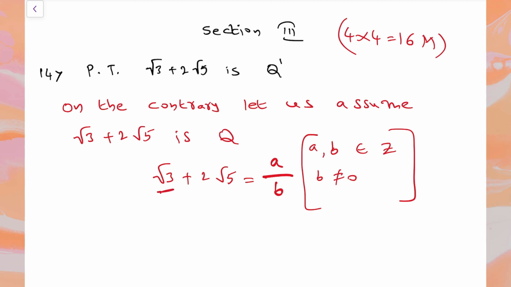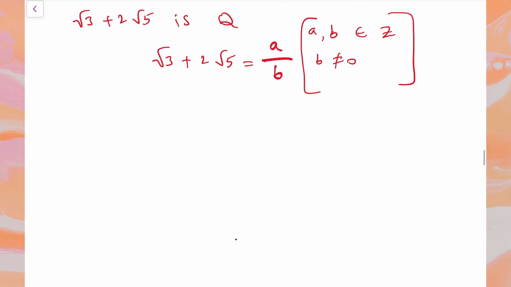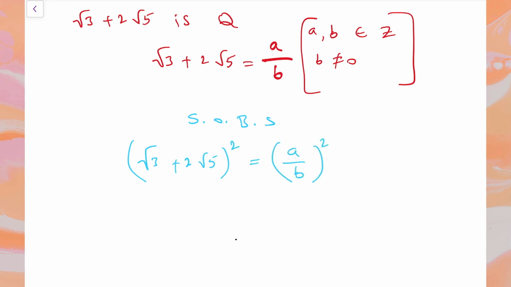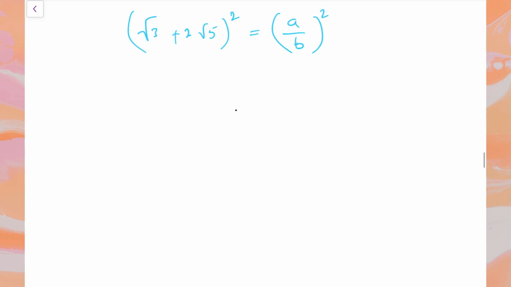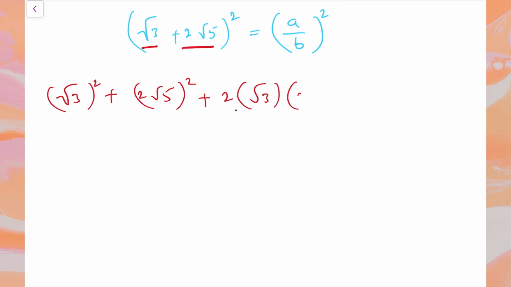Now, root 3 is an irrational number, 2 root 5 is also an irrational number. So both are irrational numbers, then we cannot simplify anything. So that is the reason we will do squaring on both sides. Squaring on both sides. So that will become root 3 plus 2 root 5 whole square equals A by B whole square. Now here root 3 plus 2 root 5 whole square is in the form of A plus B whole square. So here A is root 3 and B is 2 root 5. So if we expand it, we will get A square plus B square plus 2 into A into B.